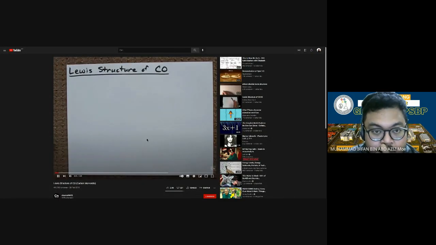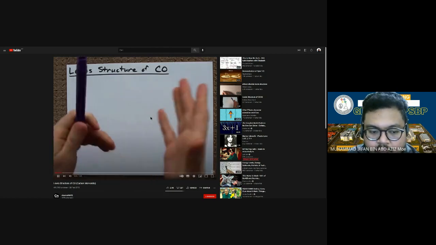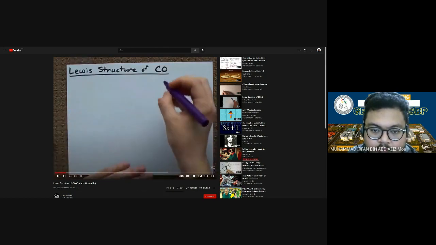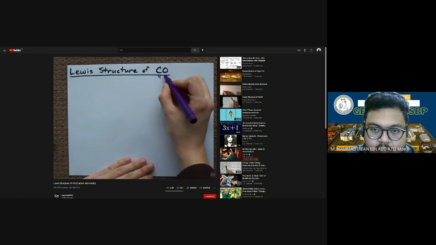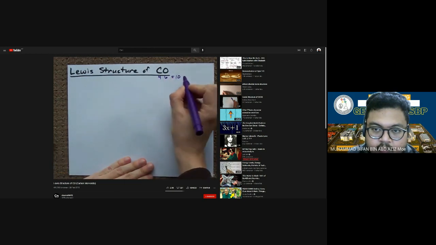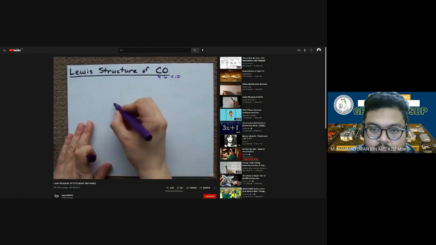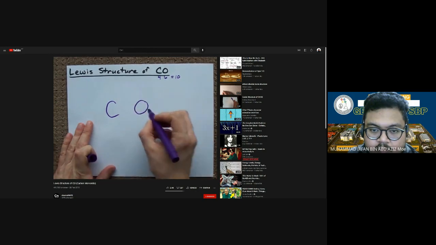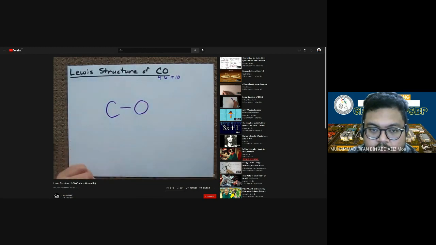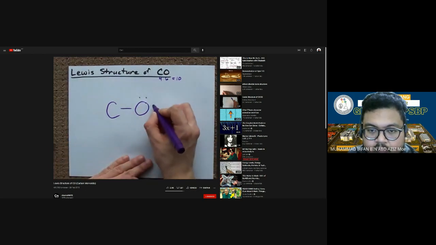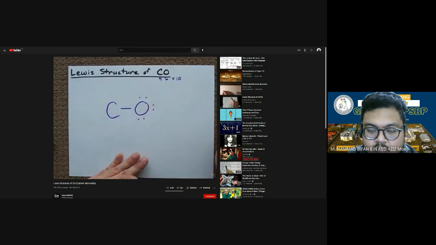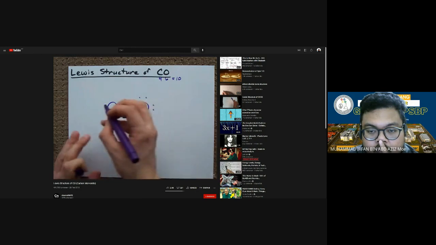Alright guys, quickly, the Lewis structure of CO. How many electrons does each atom bring with it? Carbon brings 4, oxygen brings 6, so we need 10 electrons total. Write your atoms down. Make a bond between the two. That's 2 electrons. Now, fill your outer atoms. 1, 2, 3, 4, 5, 6 extra electrons. That's 8 total. Oxygen's now filled.